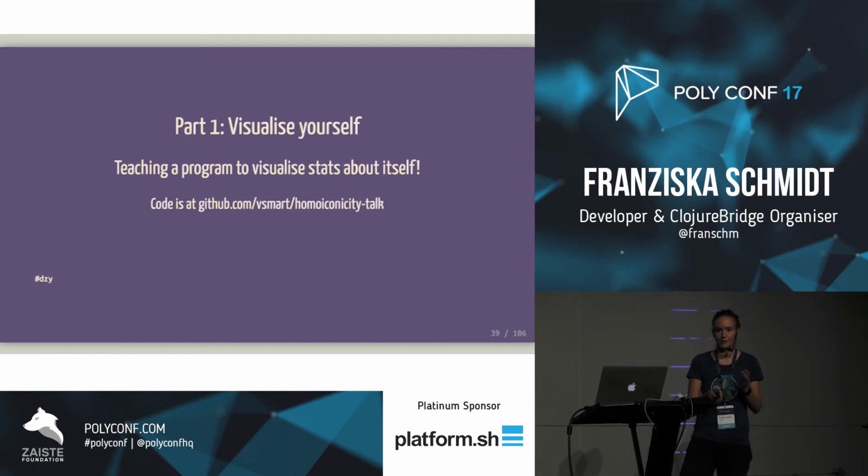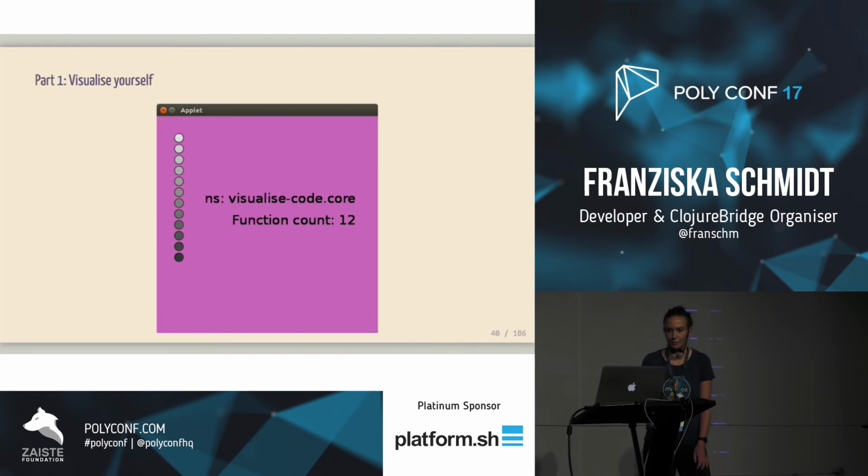And I wanted to try to do this in the simplest way possible. So this is a screenshot of what it looks like. It's a bit abstract, so I need to explain it to you. You have some dots on the left, and the dots represent one function in this namespace. On the right, you see the namespace. It's called visualize-code.core, and you have the function count. So there's 12 dots, and it says the function count is 12.